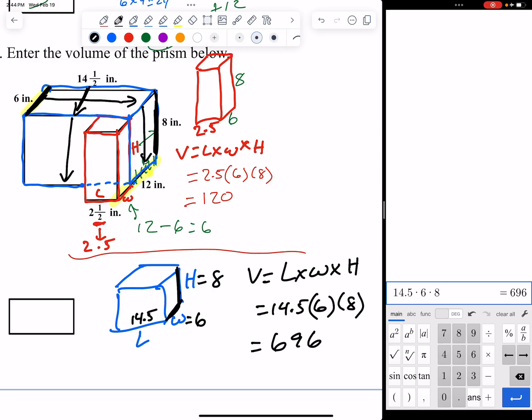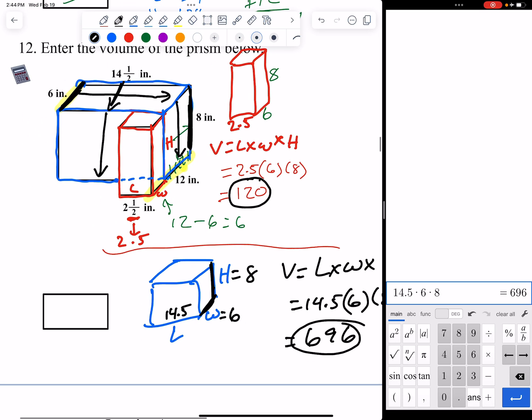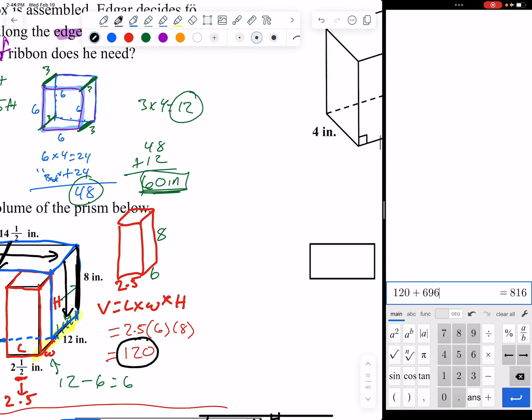So what do we do? Now we have both of our volumes. And what can we do with those? Now we just got to combine them and then we're done. Okay? So let's see what we have here. We have 120 plus 696, and that gives me 816. Whew, that was crazy. Okay? All right. So let's go ahead and move on to the next one.